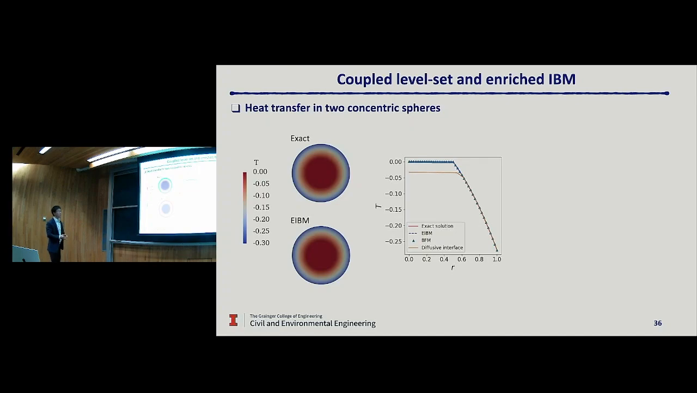And then let me show you some comparison between different approaches. As I said, you are able to derive the exact solution, which is the red solid line. And then this is the diffusive interface solution, which has a lot of errors, right? You see there.